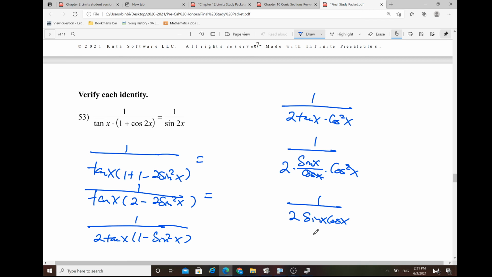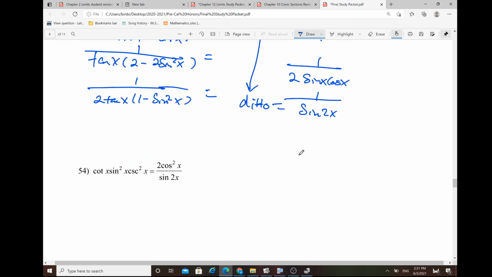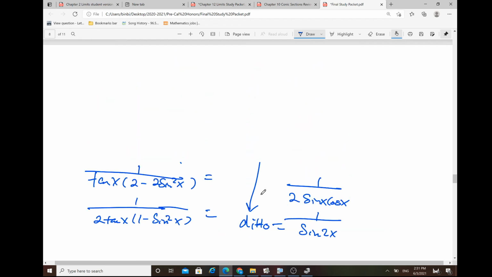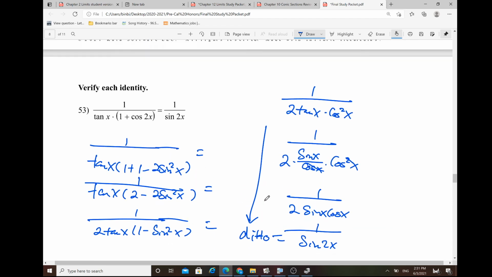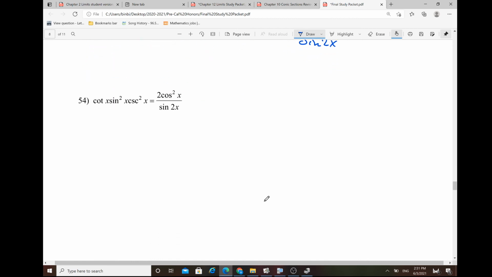And what is that? Condensing it, it's the double angle identity of sine, so sine of 2x. And that's what we have on the right hand side. So ditto. And the rest of these are quite similar, so make sure that you refer back to chapter 7, sections 7.1, 7.2, 7.3, verifying the trigonometric identities.